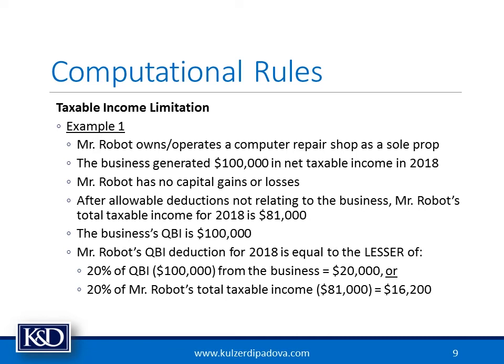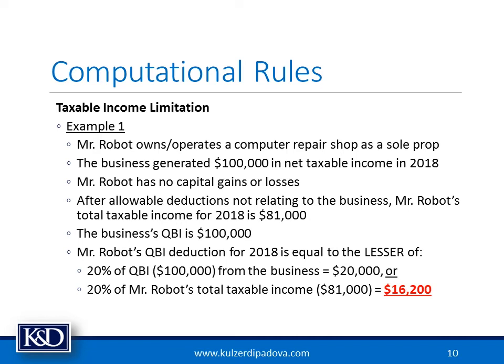Now QBI, because you're just looking at the income from the business, was $100,000. But when you calculate the deduction, you have to take the lesser of 20% of QBI, which was $100,000, so that the deduction could be $20,000, or 20% of total taxable income. His taxable income is only $81,000, so you're only going to get a deduction here of $16,200. All right, so the idea here is that you're not getting a business deduction on top of all of your other deductions. It's a net number. You're getting it on your net business income.